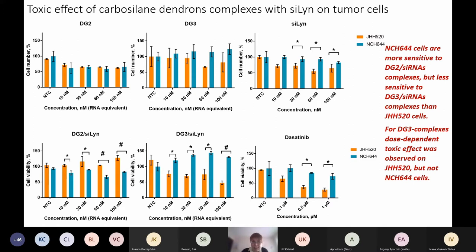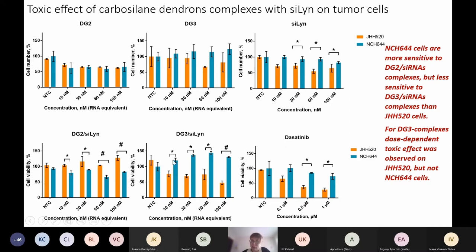And here you can see that the effect of our treatment depends on many factors. At first, of course, cell line, the effects are different. And here you can see the short résumé. Then the effect could depend on the generation of our dendrons. And it also proves the hypothesis of generation dependence. And as well, the concentration could also affect the toxicity.